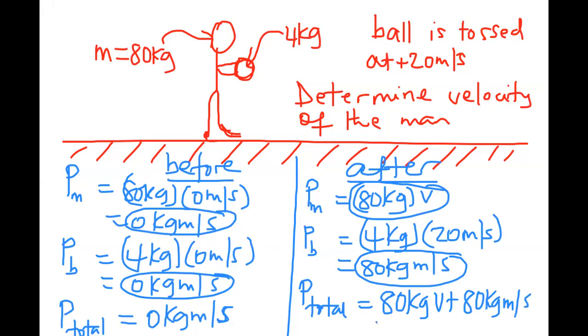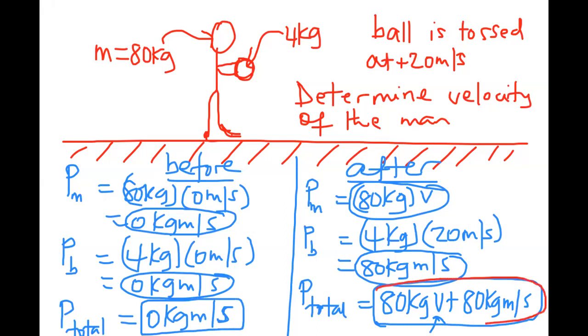I cannot add the two because this one has velocity in it. So they are not the same numbers, so I cannot add the two. This is my total momentum after separation. Let me use a different marker. Total momentum before separation, sorry. This is after separation, this one, and this one is before separation.